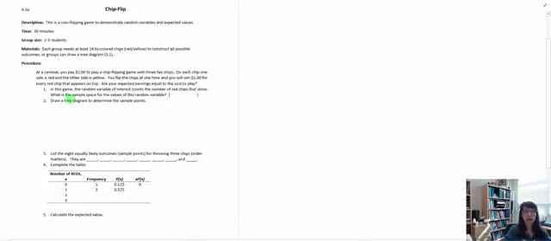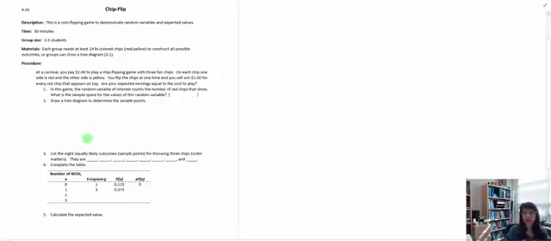This chip flip activity is a coin flipping game to demonstrate random variables and expected values. You may choose to have some colored coins. We used some bicolored coins. One side was yellow and one was red. You could also do the same experiment using a coin, like a nickel or a penny or something. And instead of yellow and red, you could use heads and tails. So that would work out as well.